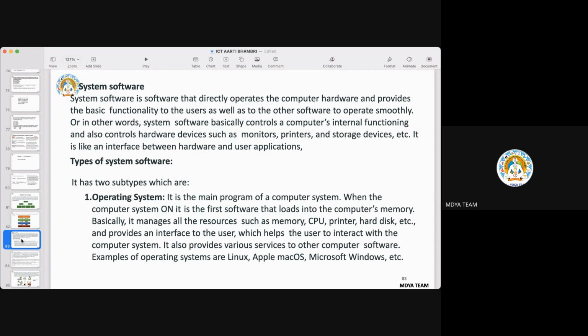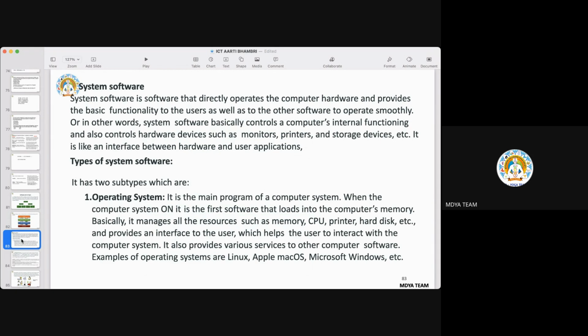Now, in detail, we'll see the system software one by one. System software is a software that directly operates the computer hardware and provides the basic functionality to the user, as well as allowing the other software to operate smoothly. So system software is the first software that directly operates the computer hardware. Or you can say, in other words, it basically controls the computer's internal functioning and also controls the hardware devices. Hardware devices means your input devices, your output devices, storage devices. So it is like an interface between the hardware and the user application.